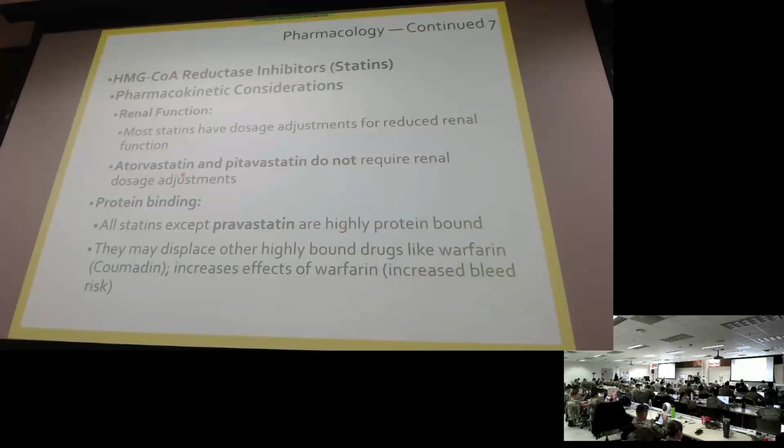So atorvastatin, pitavastatin, no renal adjustment. So these are good for your patients who have renal dysfunction. And then when you're looking at other highly protein-bound drugs, your pravastatin is the one that is not highly protein-bound. Oh, that's the way you can remember it. It has PR, which is PR for like protein. So you can remember which P.